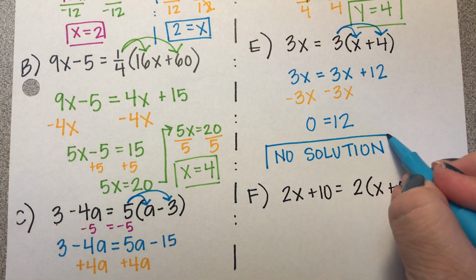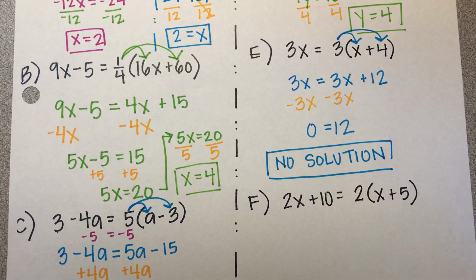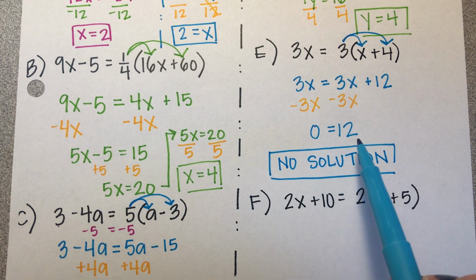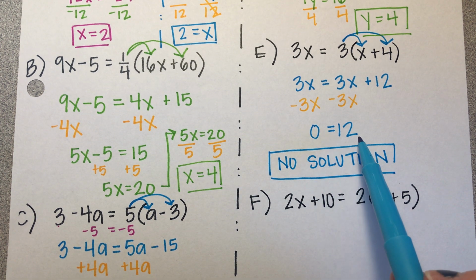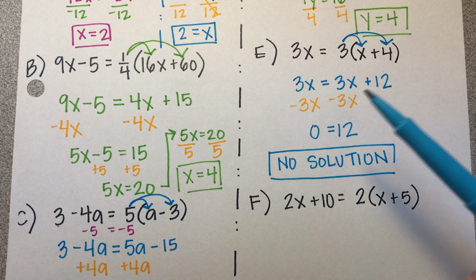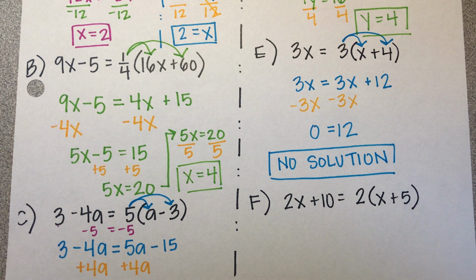Okay, there is no solution to this equation because there's nothing you can plug in there to make it true. So if you end up with something that's not a true statement, right? 0 does not equal 12. We eliminated all of the variables and it wasn't true. Then it's no solution.